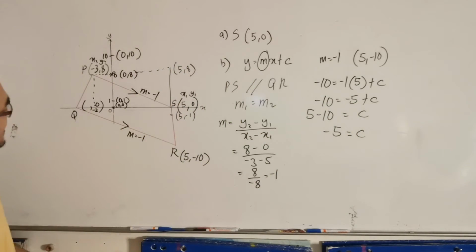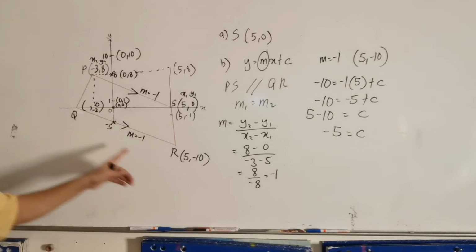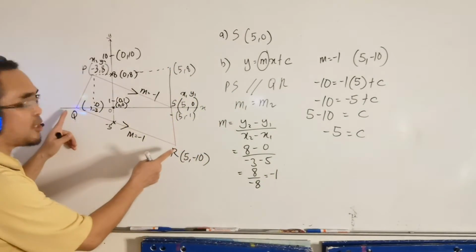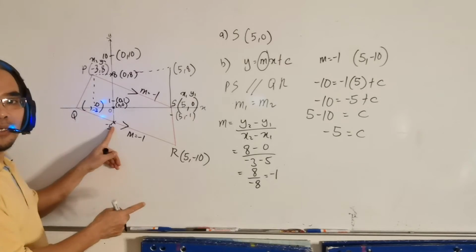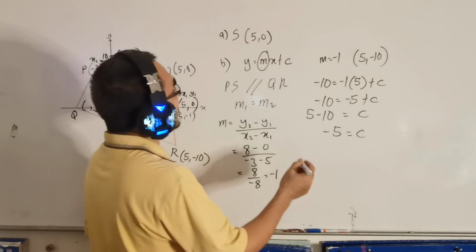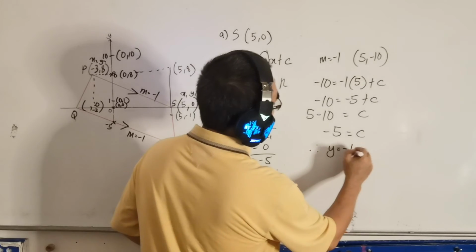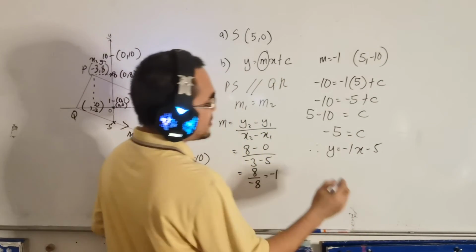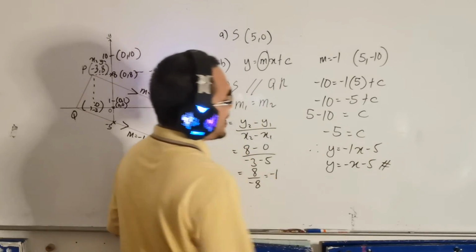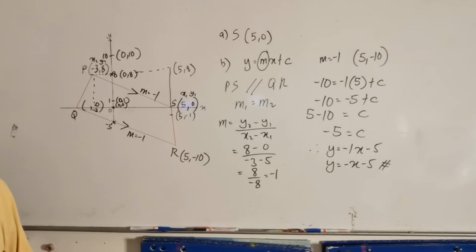C is negative 5, because c is the y-intercept. The line touches the y-axis here at c. So the answer for B will be, therefore, y equals negative 1x minus 5. Simplified, it is y equals negative x minus 5. So that is the answer for number 2B.